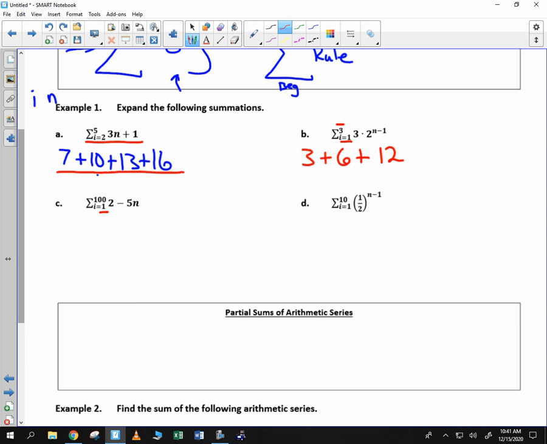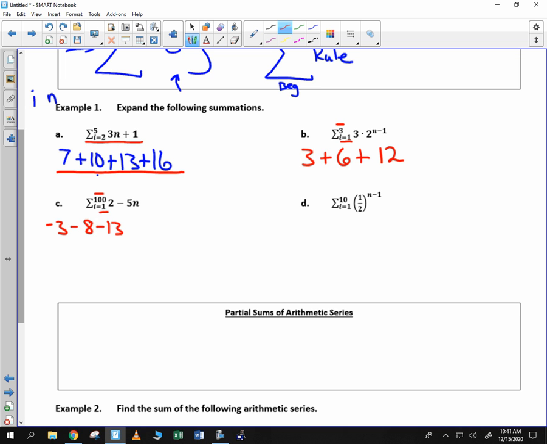The next one, we start with 1 and we go to 100. You plug in 1 and you get 2 minus 5 is negative 3. Plug in 2. 2 times 5 is 10. And 2 minus 10 is negative 8. So I can write minus 8. You plug in 3. 5 times 3 is 15. 2 minus 15 is negative 13. So on and so forth.